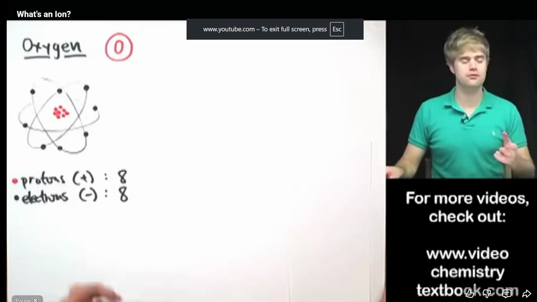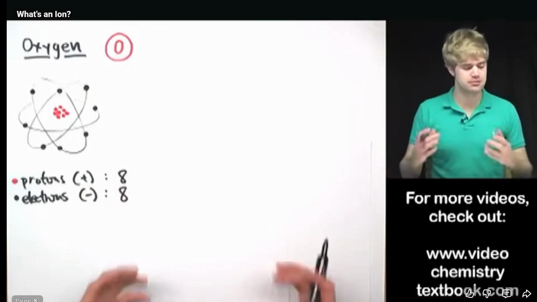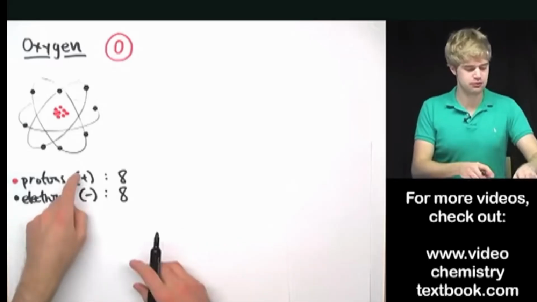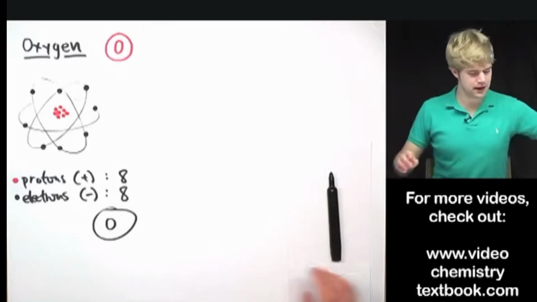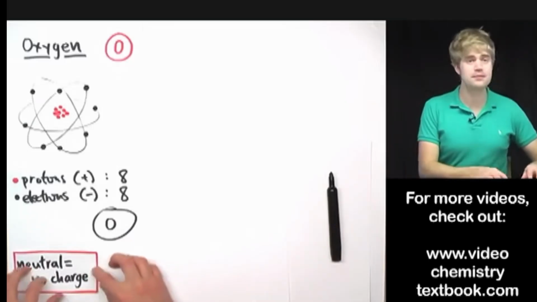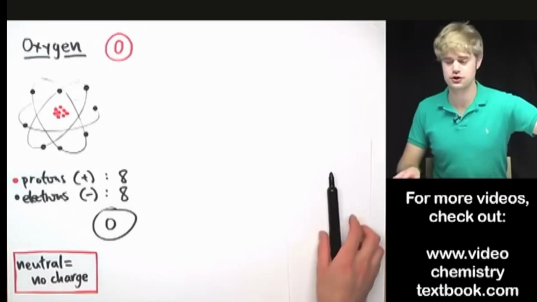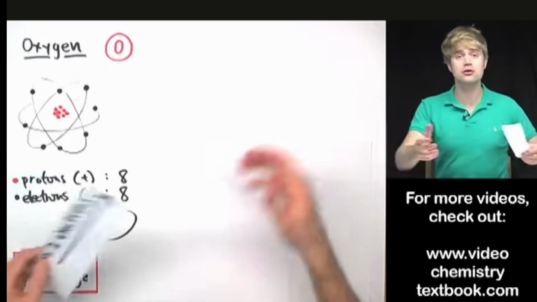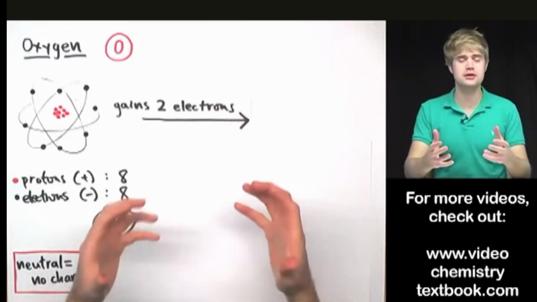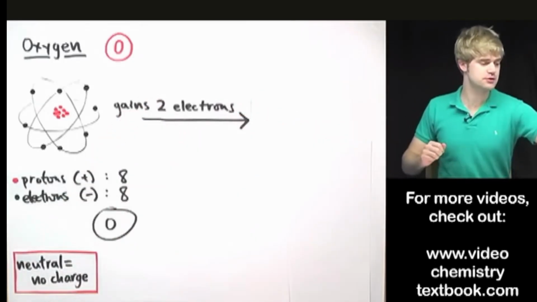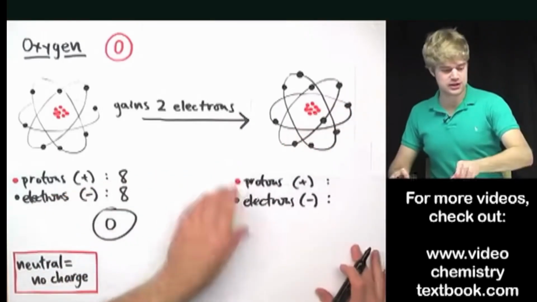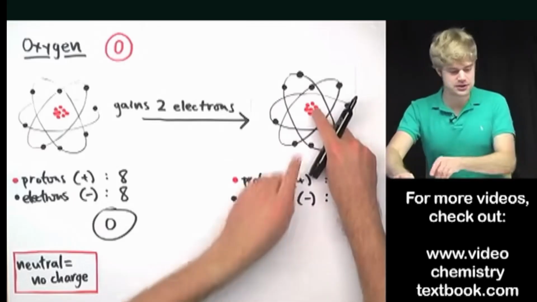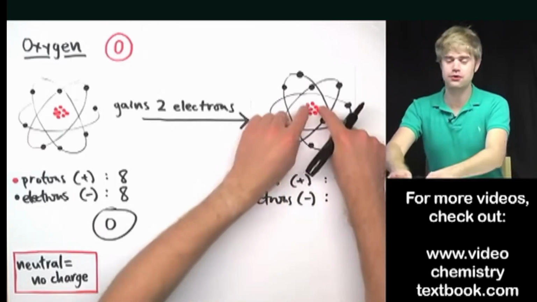So we have the same number of protons and electrons, which means that the total charges balance out. The plus and the minus balance out. So I have a net charge of 0, and I can say that my oxygen atom is neutral. It has no net charge. But oxygen can gain or lose electrons, and actually it really likes to gain 2 electrons. And here's a picture of the oxygen atom after it's gained 2 electrons.